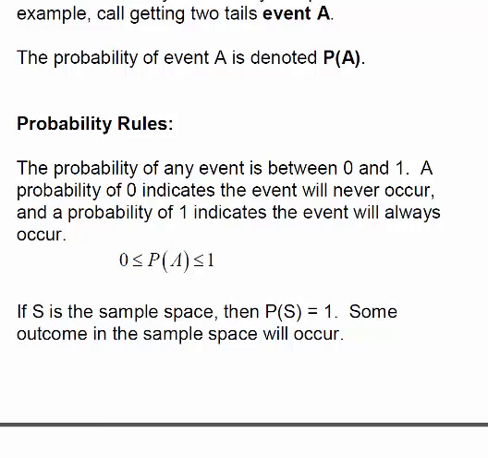Okay, and if we talk about the entire sample space, it has to add up to 1, like our normal distributions. Everything underneath a normal curve adds up to 1. The probability of a sample space has to equal 1.